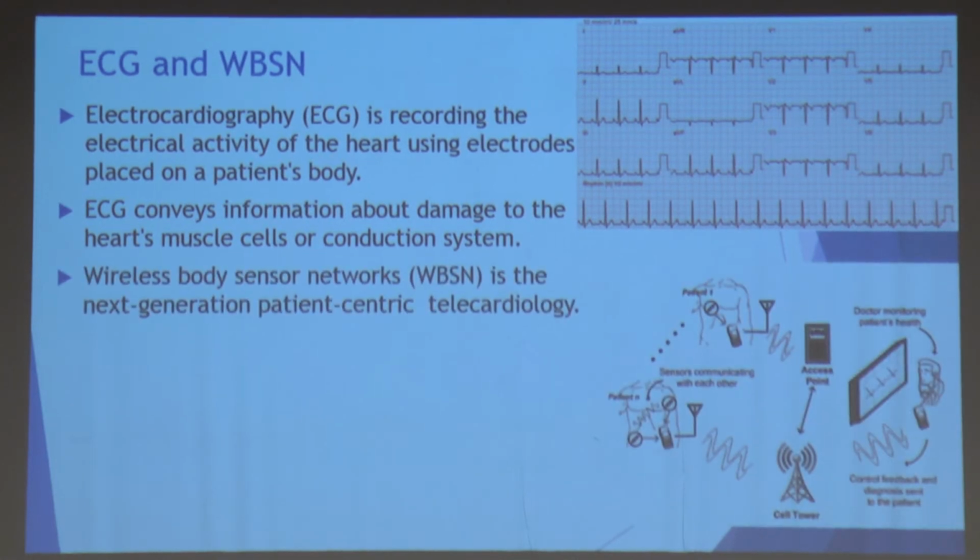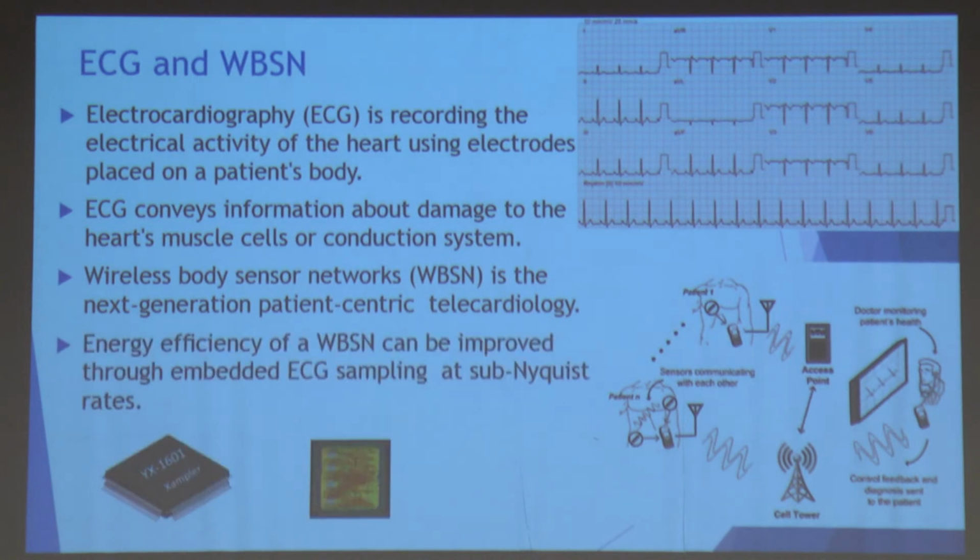Now, what we want to do is to place a wireless body sensor network, which is the next generation of patient-centric cardiology. For example, we don't want the patient to be on the bed all day, only to be monitored. So this is a trend in ECG monitoring. And energy efficiency of wide area sensor networks can be improved through embedded ECG sampling at Sub-Nyquist rates. So we'd like to see if we can take the same approach to ECG.